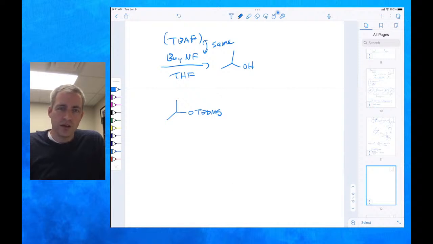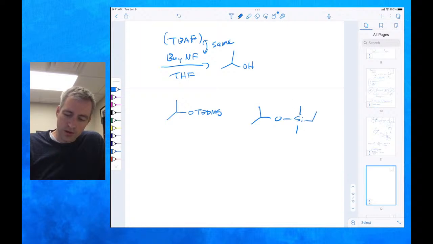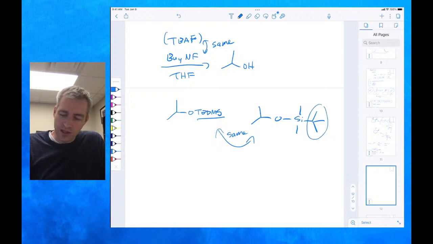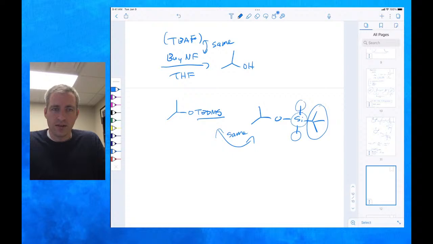Instead of giving the abbreviation, it actually writes it out as Si methyl t-butyl. So these are the same thing. So the TBDMS is tert-butyl, which is this thing. DM is dimethyl, and then the S is silyl. That's really what that's getting at right there.